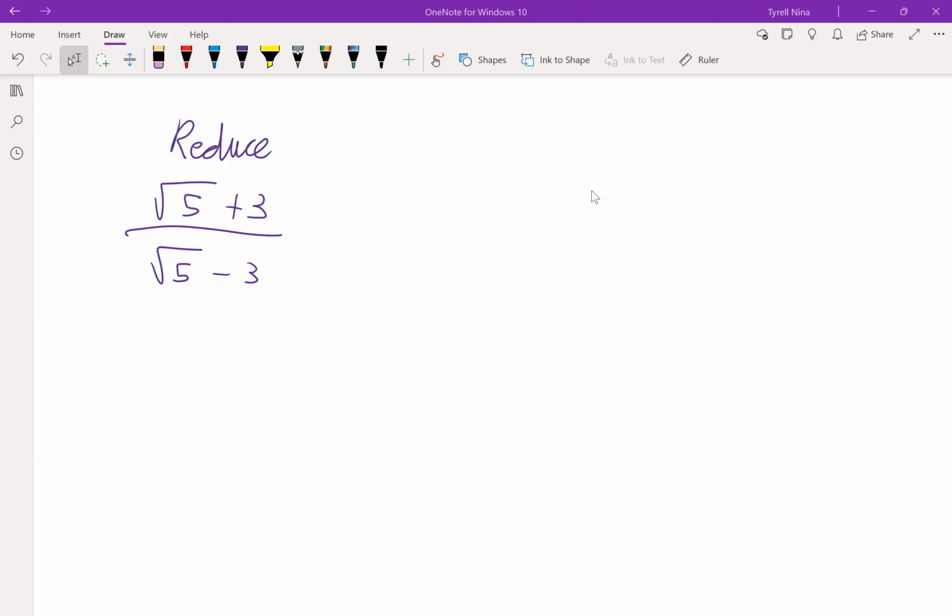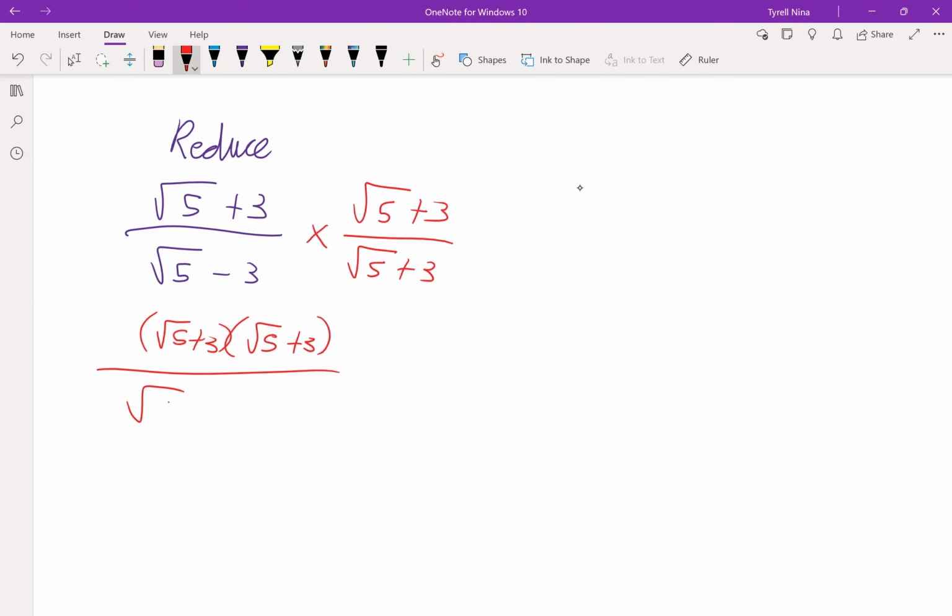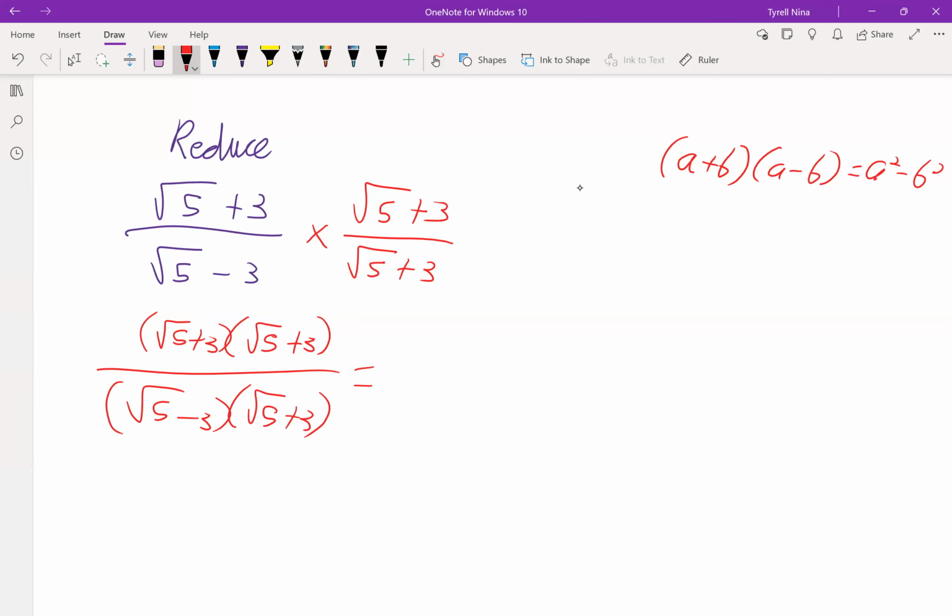What is the conjugate? The conjugate is the term with the opposite sign. So for example, if this is √5 minus 3, it becomes √5 plus 3. So we would get (√5 plus 3)(√5 plus 3) over (√5 minus 3)(√5 plus 3). Now, why do we do the conjugate? It's simply because (a plus b)(a minus b) is a squared minus b squared.